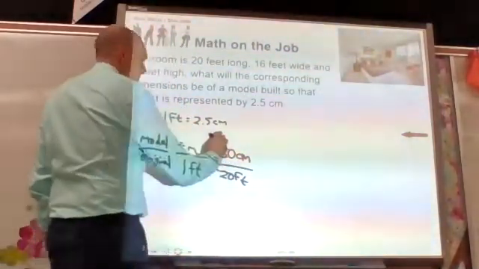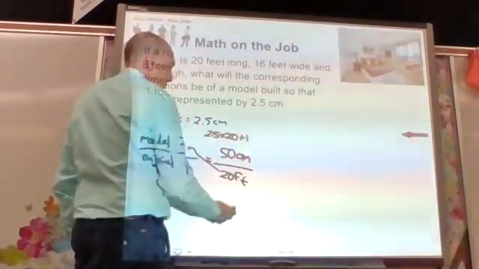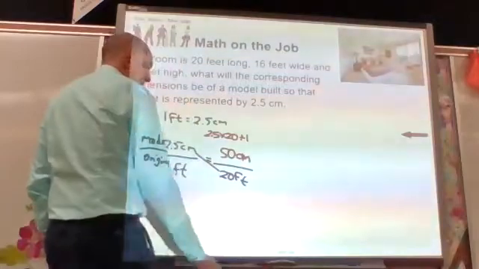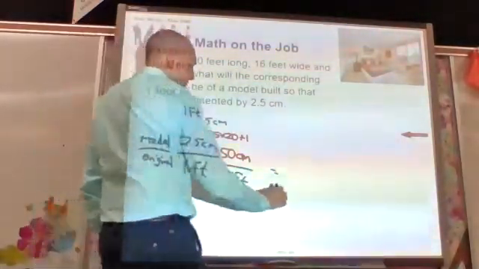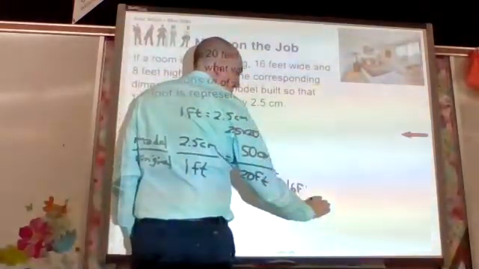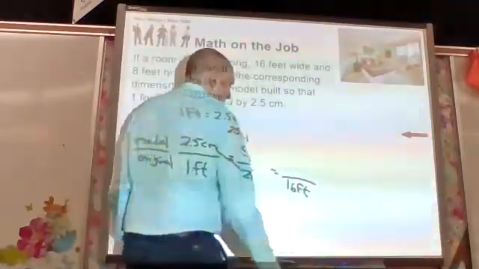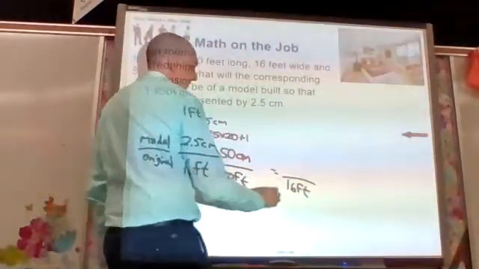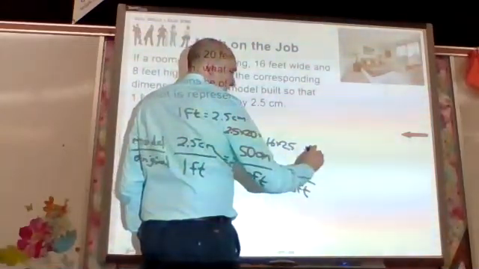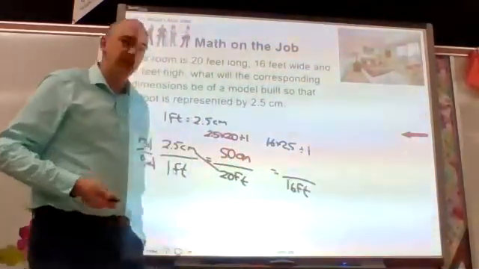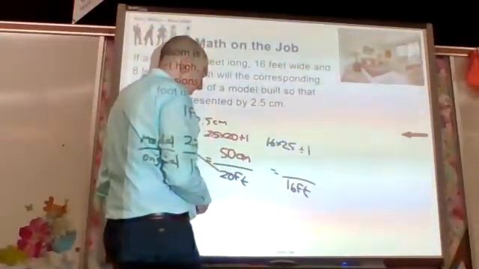So that's 2.5 times 20 divided by 1. Now, if we want to figure out the next one, we're going to look at 16 feet wide. And again, the original goes on the bottom, model goes on top. We're going to do 16 feet times 2.5 centimeters divided by 1. Of course, dividing by 1 just leaves it the same, so we don't really need to do that, but it's good practice to always have that in there.